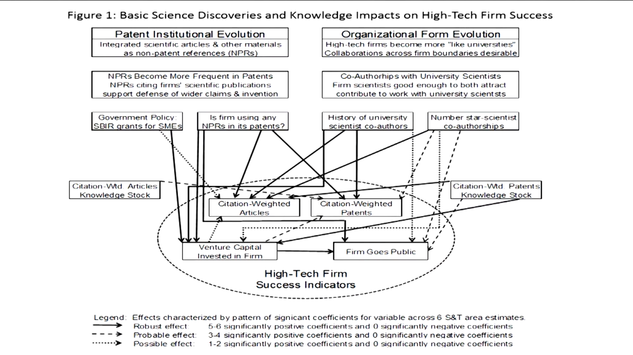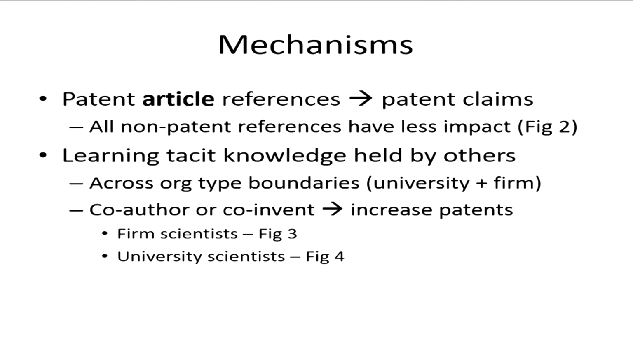For example, entry dummies for the year the firm first enters into the data set, establishment age, and year dummies for the end of the regression where not all the patents that have been applied for at the same time are actually granted yet, so we have a truncation of the series. The mechanisms we're focusing on, then, are the patent article references. So these are the effects on patent claims. All non-patent references have less impact. Also the learning of tacit knowledge held by others. And this again is the idea that these collaborations, the co-authors or co-invention, increase the rate of patenting and the citation to the patents.